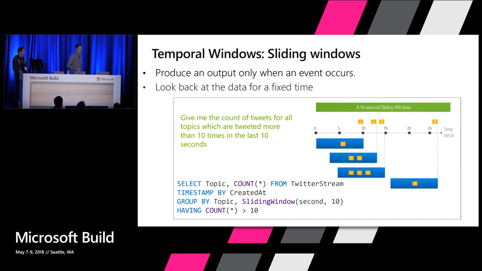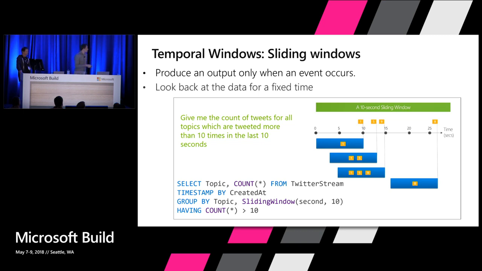Sliding windows, this one is very interesting because they actually trigger whenever an event enters the system. So they are event-based, but they still have a fixed duration. But again, very simple. You can see we use a group by on a sliding window. You can actually also put some filter here. And every time an event enters this system, we evaluate the last 10 seconds and output your aggregate.